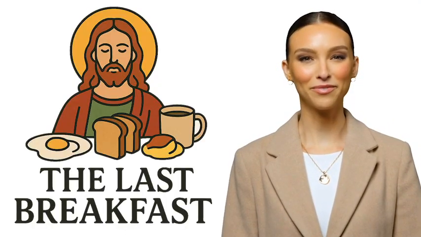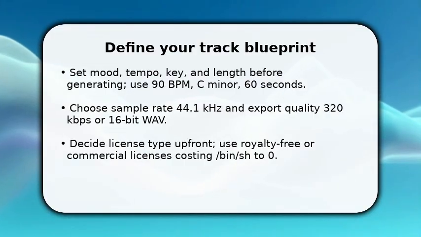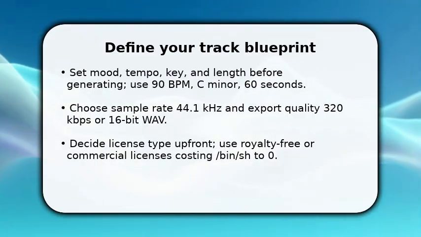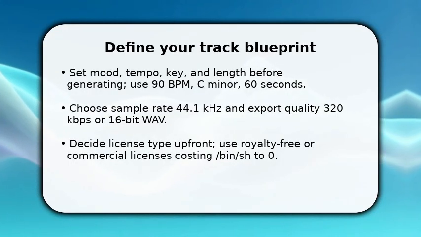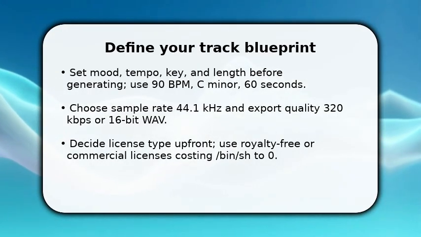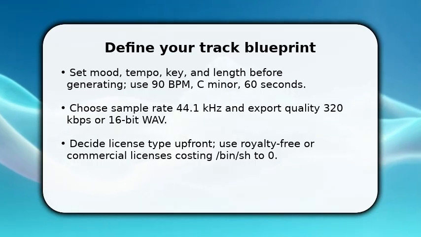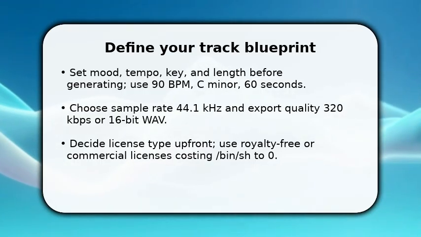Please enjoy the video. Start by defining a clear blueprint for your background track so the AI can follow. Decide mood, tempo, key, and final length before generation. For example, pick 90 BPM, C minor, and 60 seconds duration to match visuals.